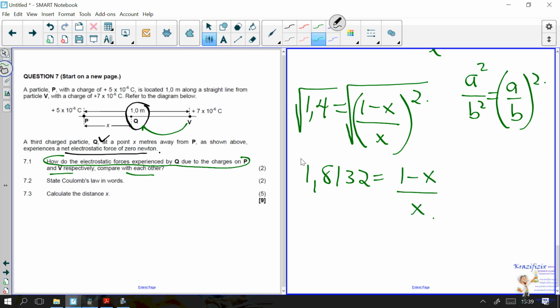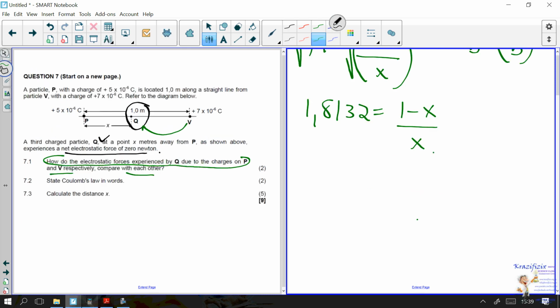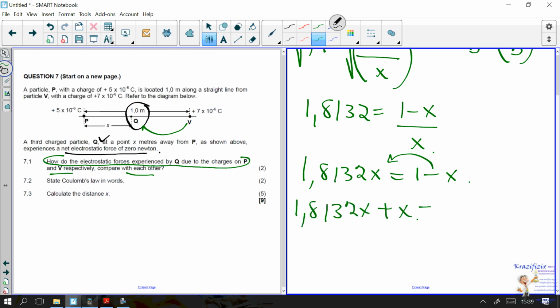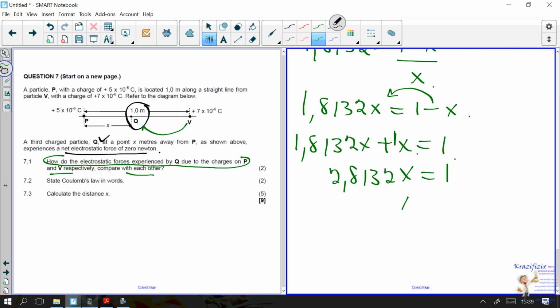What do I do now? Because this would take this out, I cross multiply. 1,8132X equals 1 minus X. Can I move this X over here? 1,8132X plus X equals 1. Now, this simply means 1X. 1 plus that will give me 2,8132X equals 1. What is X? We divide by 2,8132. And then what's our answer?